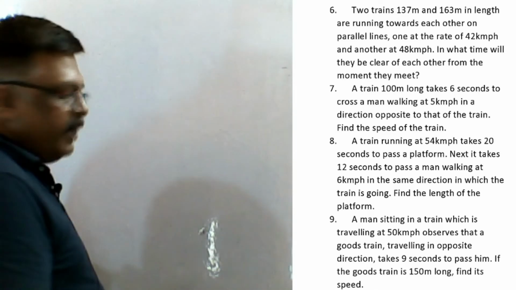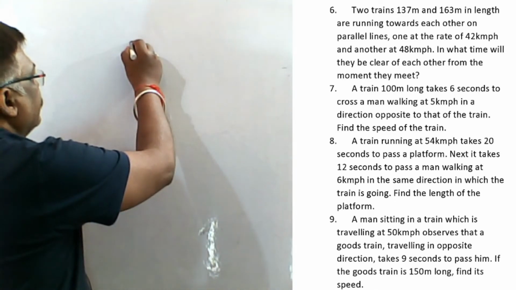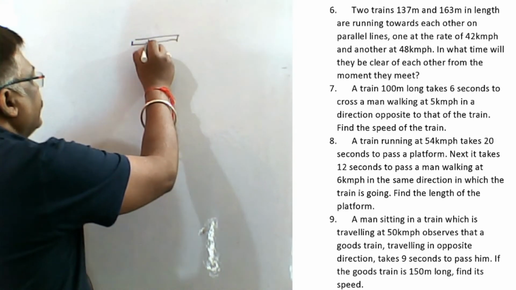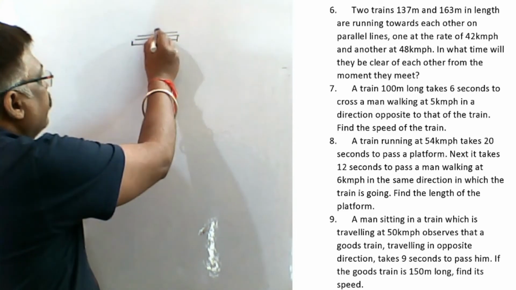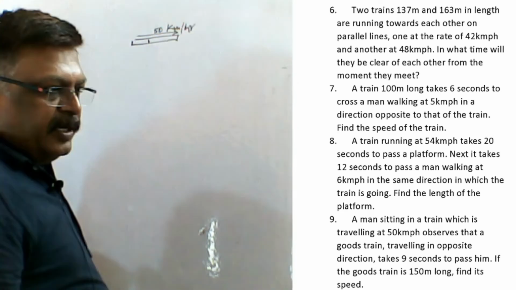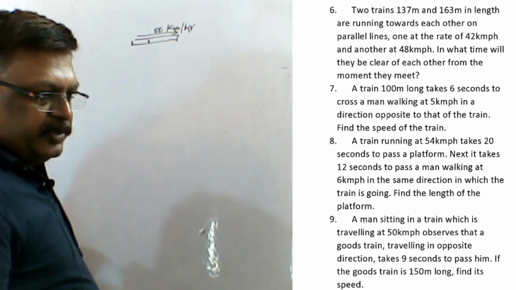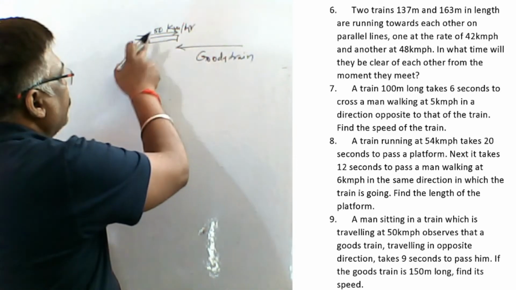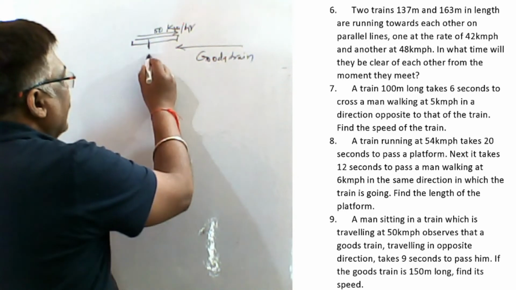So the 9th question is, a man sitting in a train which is traveling at 50 km per hour. Suppose this is a train and the man is sitting somewhere here. This train speed is 50 km per hour. A goods train passes in the opposite direction. So here the goods train is passing. If the man is sitting in the train, it takes 9 seconds to pass him.